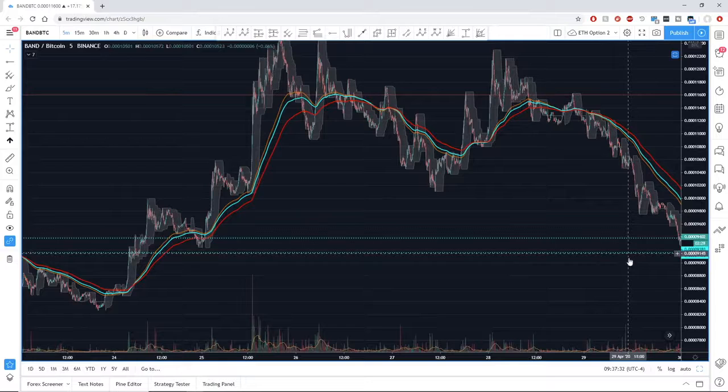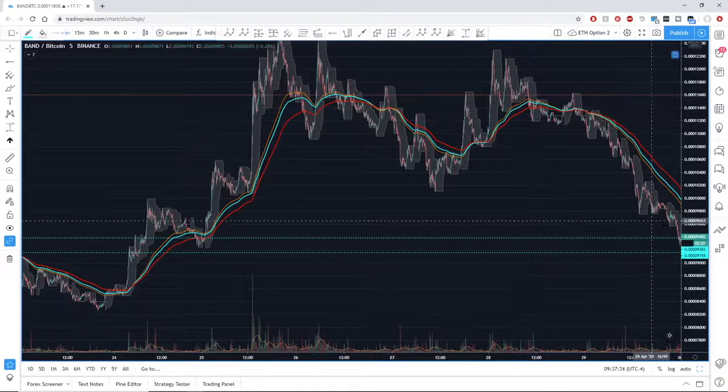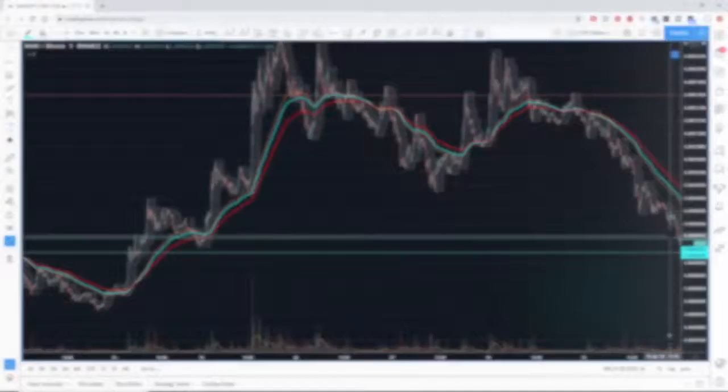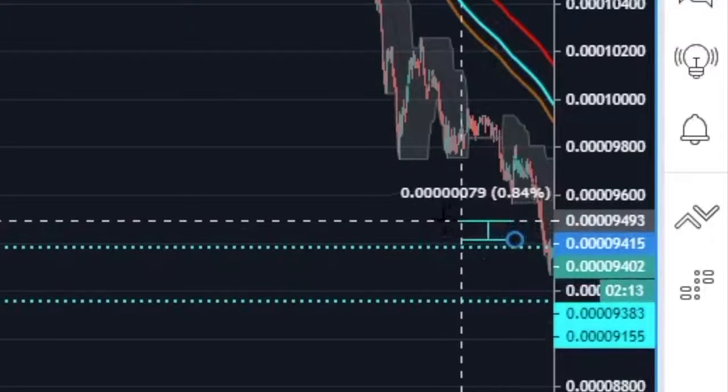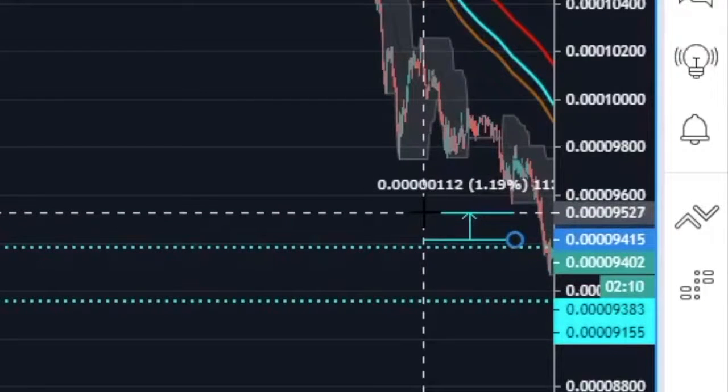So I already had my stop loss in mind, and my profit target is always the same from my entry. I'm always targeting 1.2% above where I enter. So if I go ahead and hover here right at 94.15, close enough to 94.14, and pull this up 1.2%, and I actually do this on a calculator to be more precise, I set my sell right there at 95.27.